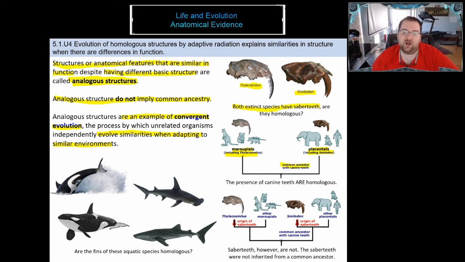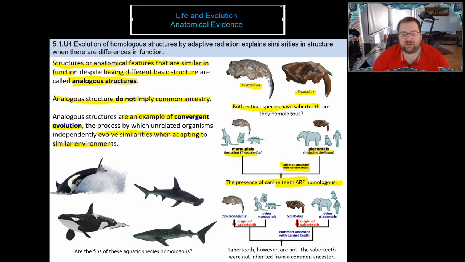And yes, they have a common ancestor, and that common ancestor had canine teeth, just like we have canines, right? All mammals have canine teeth. That's a homologous structure. So the presence of canine teeth, yeah, that's homologous. But do all mammals have saber teeth? No. That didn't come from a common ancestor. If it did, then all mammals would have it, right? All mammals would have saber teeth, and that's not true.